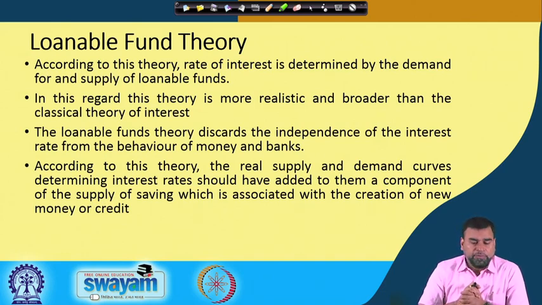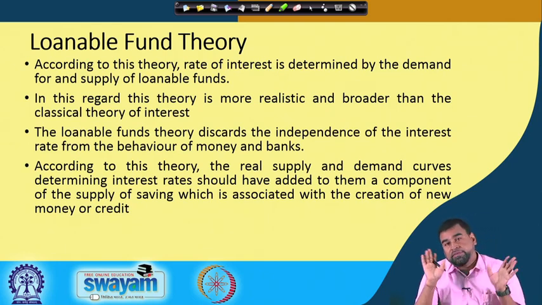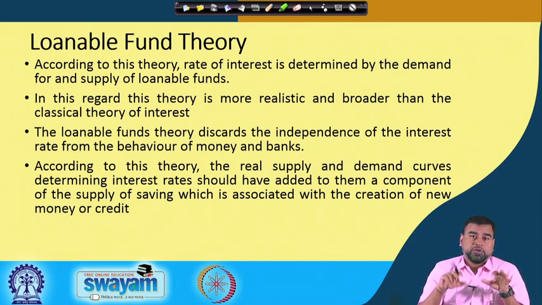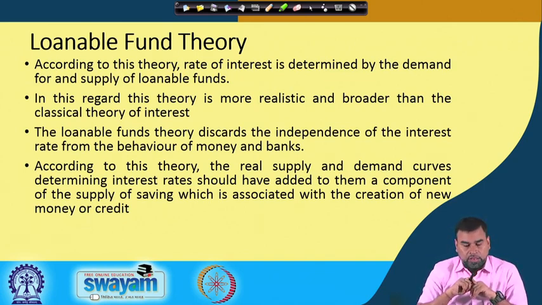So, the loanable fund theory discards the independence of the interest rate from the behavior of money and banks. They give importance to the creation of money by the banks, and to monetary factors, because the classical theory believed that real factors determine the interest rate. But the loanable fund theory believes in the role of money and banks in the determination of the interest rate in the market.